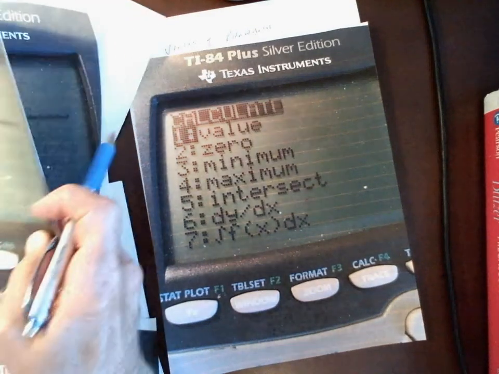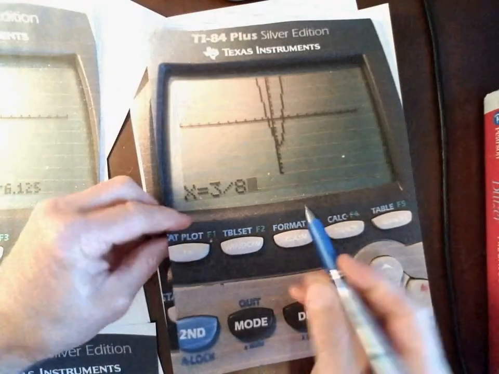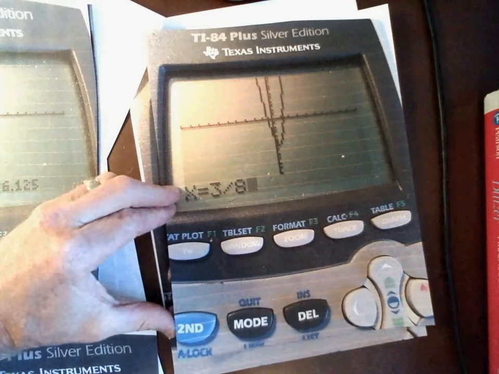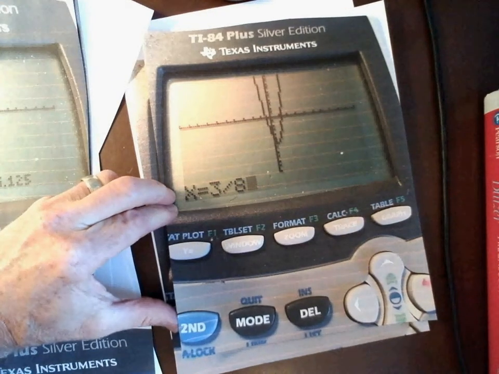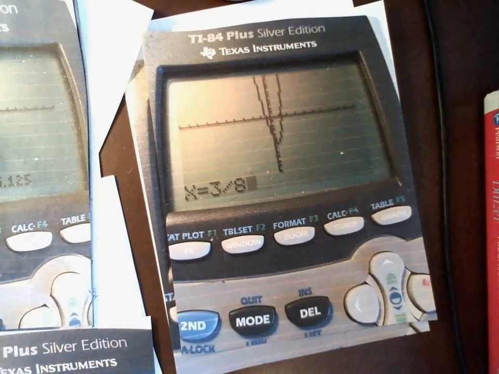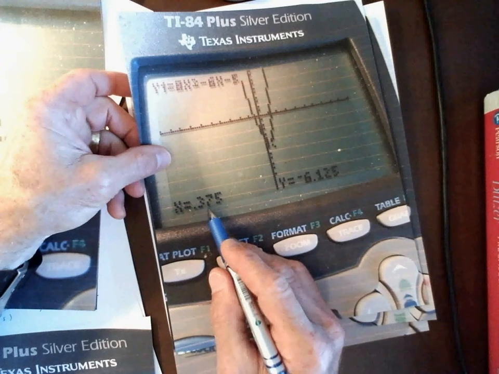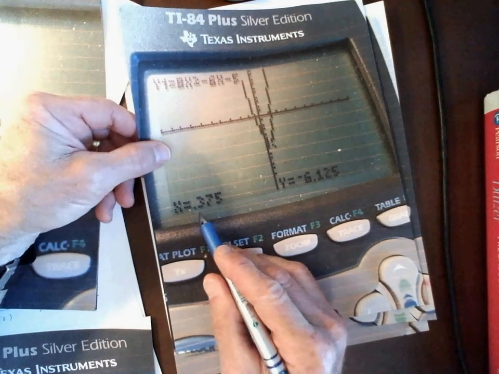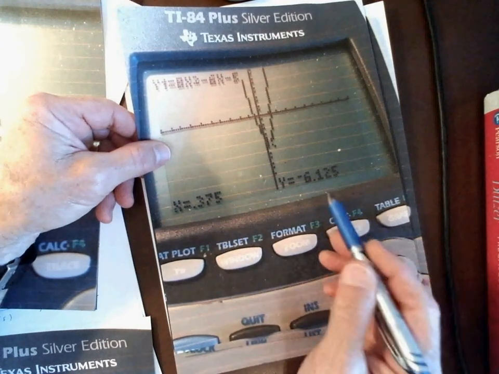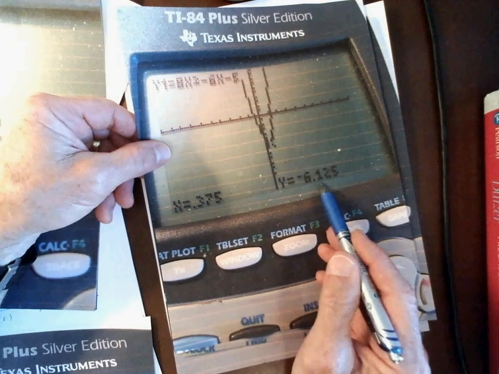I'm going to plug in 3/8. So then it'll come up with x equal to, and you will type in 3/8 for the x value and let the calculator do the rest of it for you. When you push enter, it will actually evaluate 3/8 to be 0.375, and the y value will be a negative 6.125.